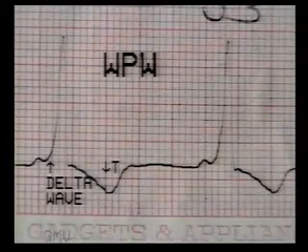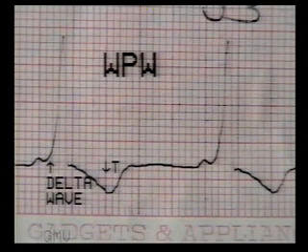This is another example of aberrant ventricular conduction in WPW syndrome. Note the delta wave, that is a slurring on the upstroke of R wave, and the inverted T wave. All these are called secondary T wave inversions, secondary to aberrant ventricular conduction. They have no other significance.